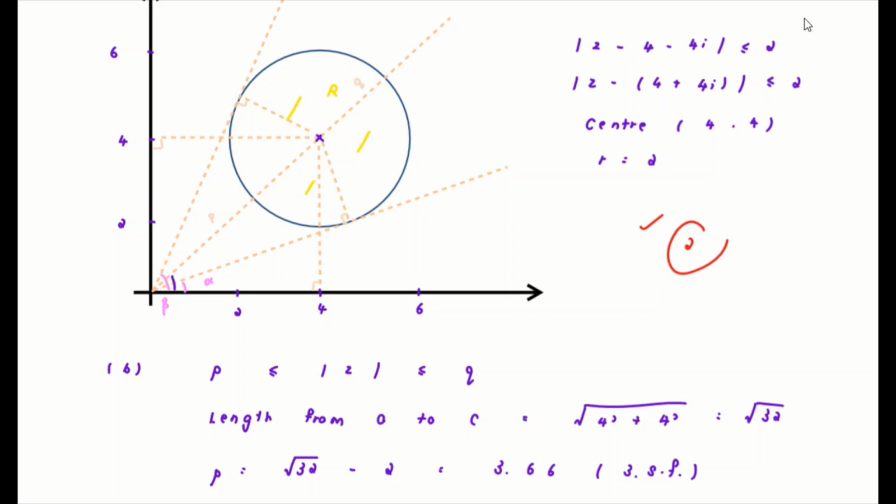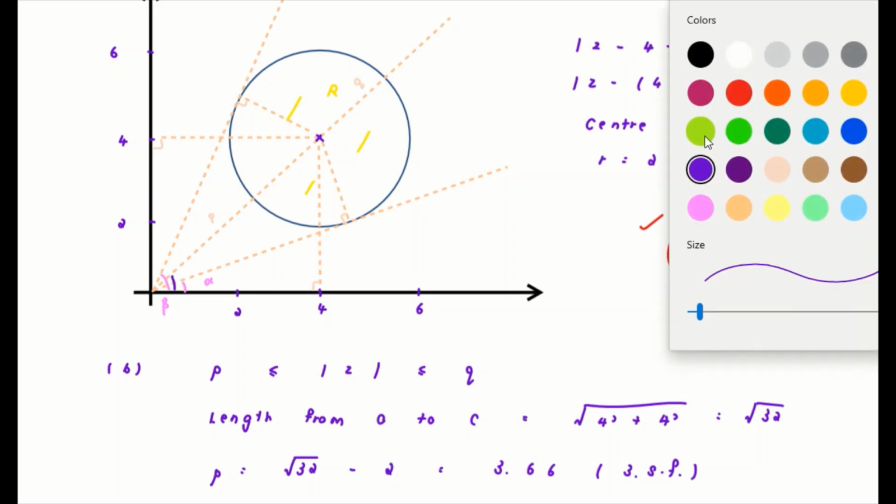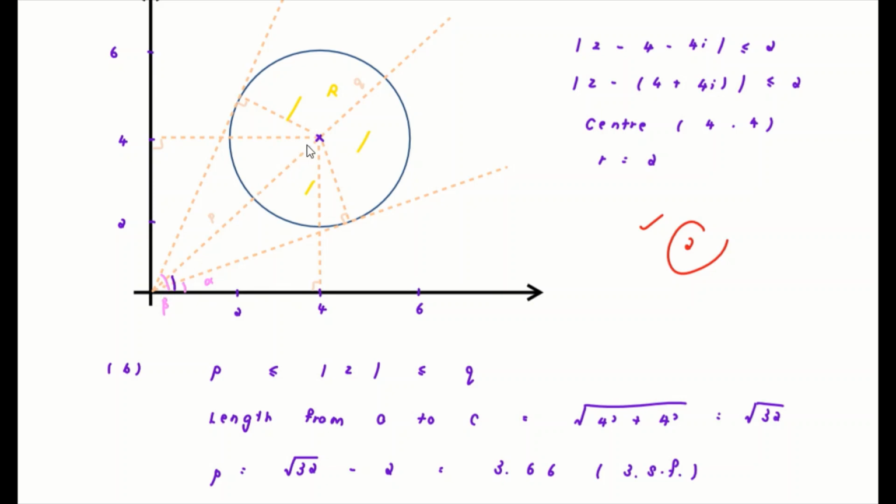So how can we do that exactly? Let's try to look at this right angle triangle here. From what we have here, this thing you already know is the radius, which is 2. Then from just now, what we calculated for the length from O to C is square root 32, which means here is square root 32.